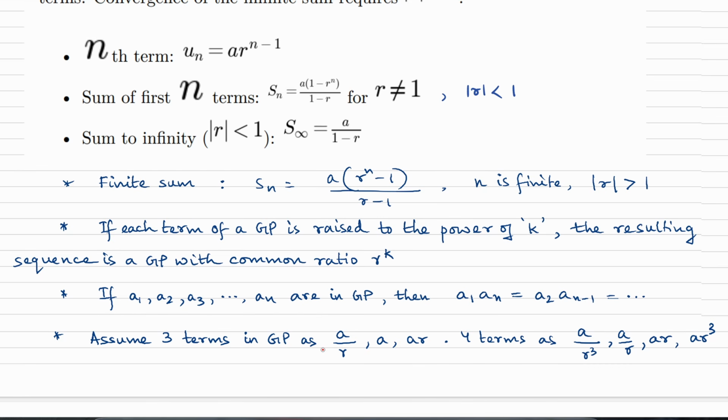and eliminate the need for complicated simultaneous equations. If you have to assume 4 terms instead of 3 as we discussed, then you can take the terms as a/r^3, a/r, ar and ar^3. Again, by the same logic, if you have to multiply these, then the r's will cancel out and you will be left with a to the power 4.